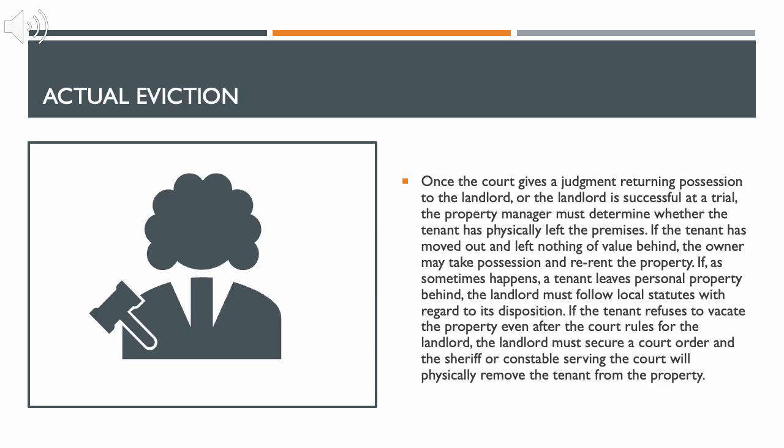Actual eviction. Once the court gives a judgment returning possession to the landlord or the landlord is successful at a trial, the property manager must determine whether the tenant has physically left the premises. If the tenant has moved out and left nothing of value behind, the owner may take possession and re-rent the property. If, as sometimes happens, a tenant leaves personal property behind, the landlord must follow local statutes with regard to its disposition.